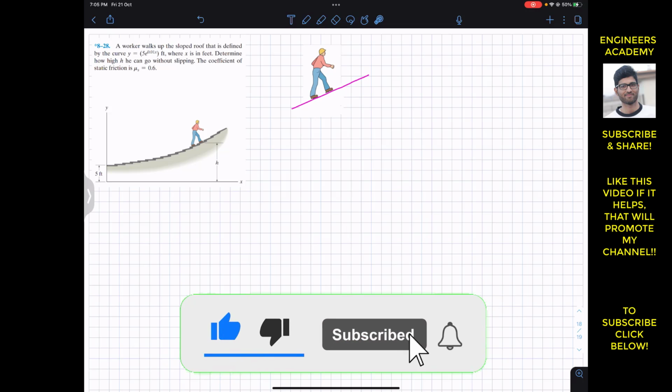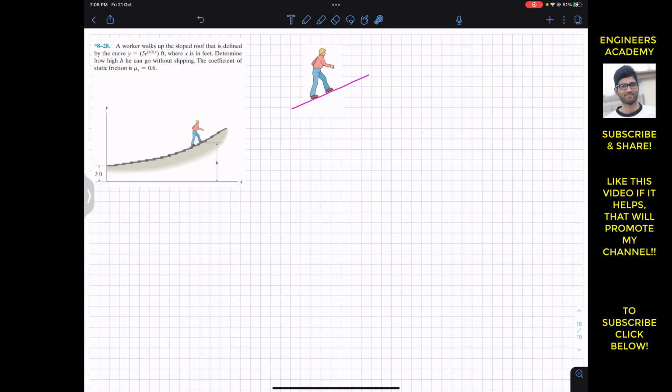Now we are going to solve this problem from chapter 8, friction. The problem says that a worker walks up the slope roof that is defined by the curve y equals 5 e to the power 0.01x feet, where x is in feet. Determine how high h he can go without slipping. So we have to find this h from the ground, or we can say from the x-axis, and the coefficient of static friction is mu s.